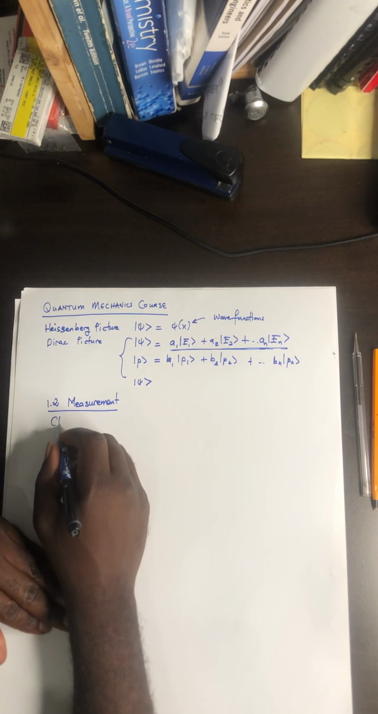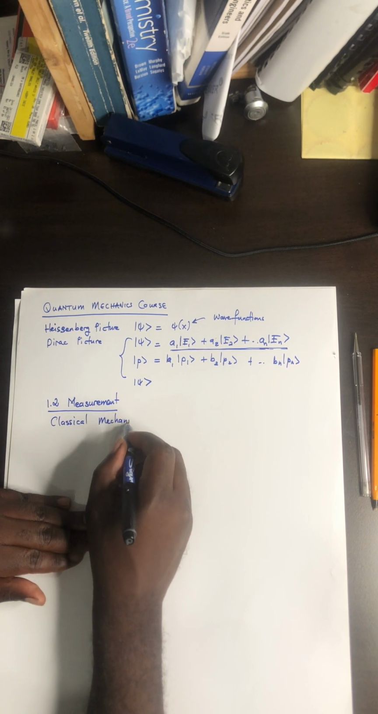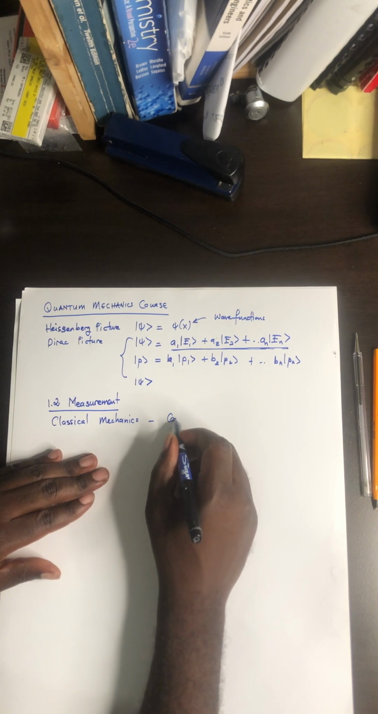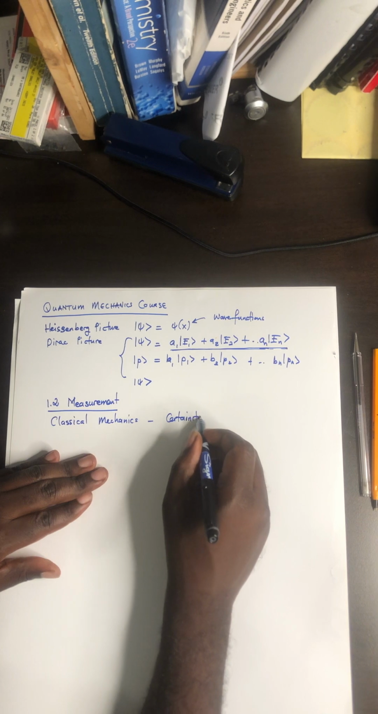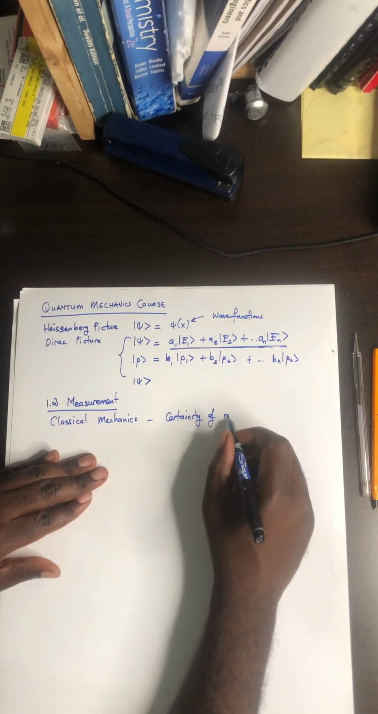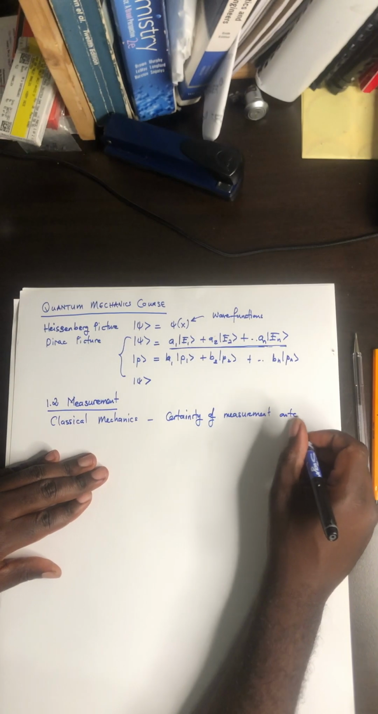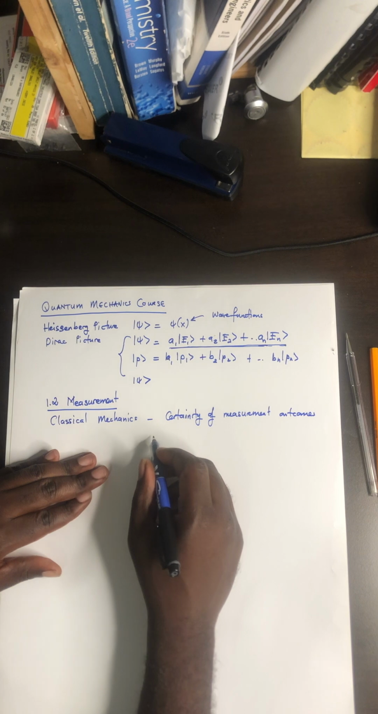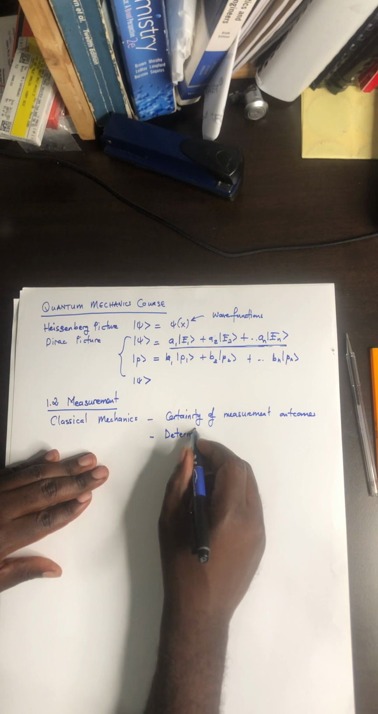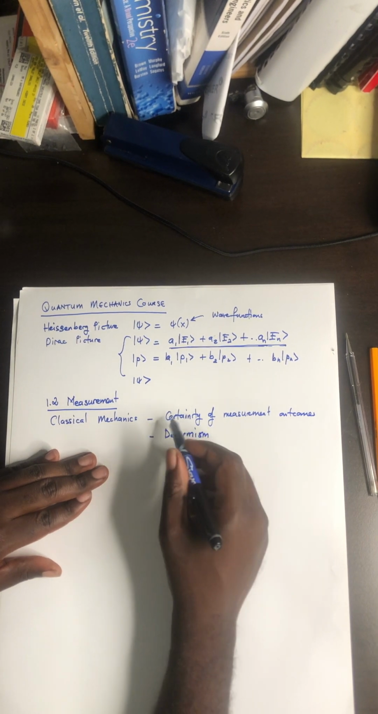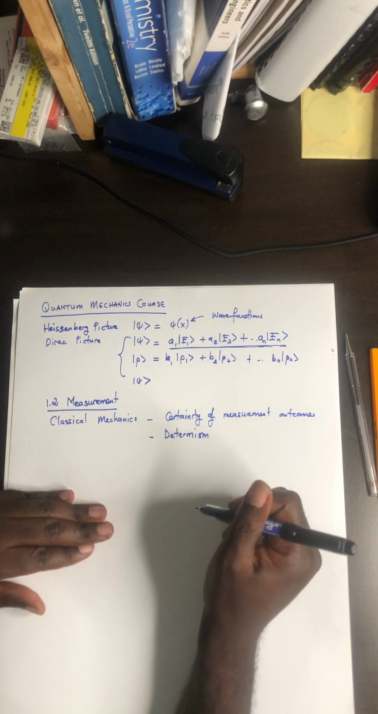So classical mechanics has embedded in it certainty of measurements, certainty of measurement outcomes, and also determinism. So these are the underlying precepts of classical mechanics, and that's why it works so nicely.